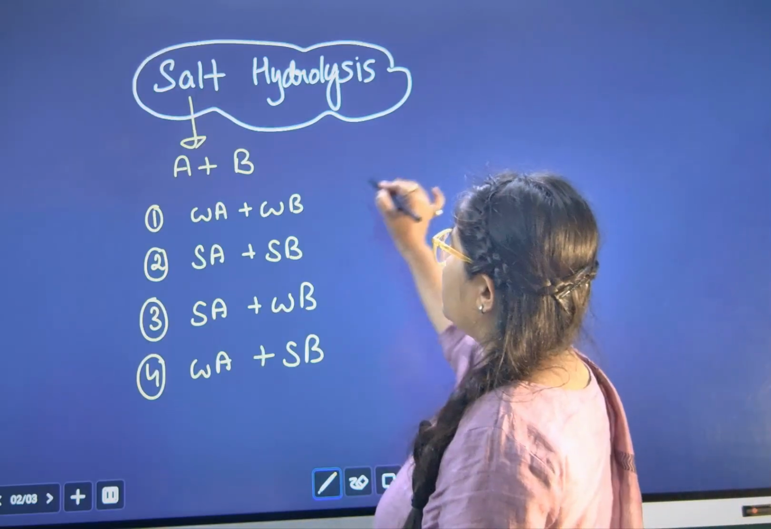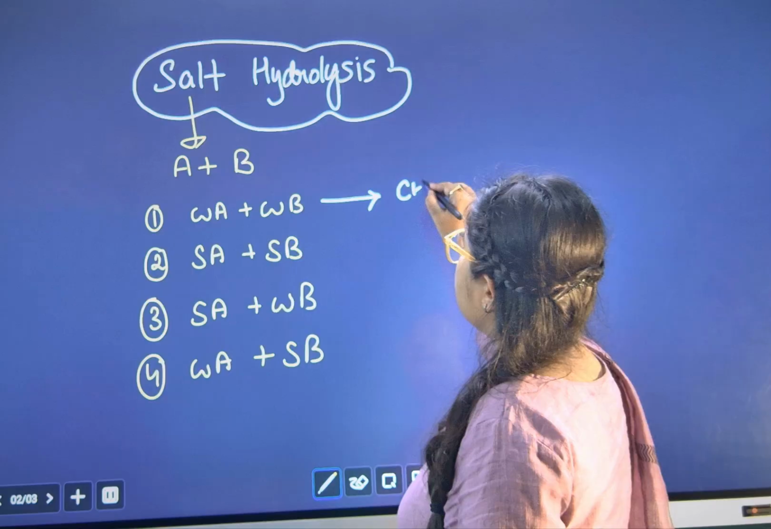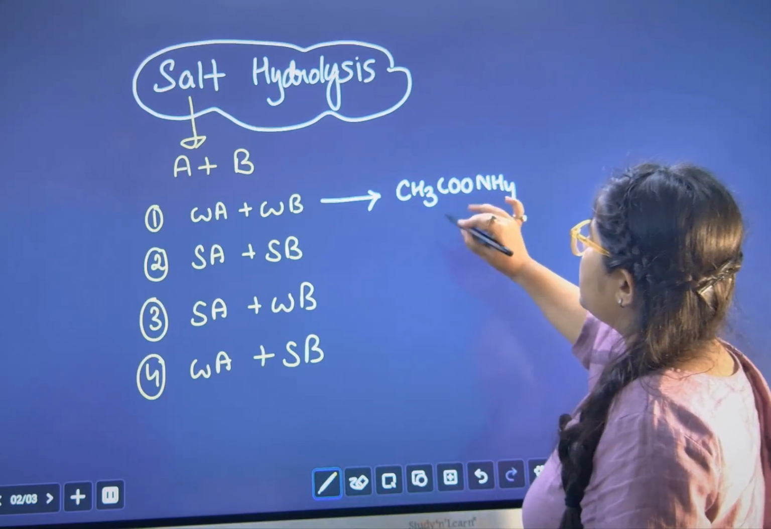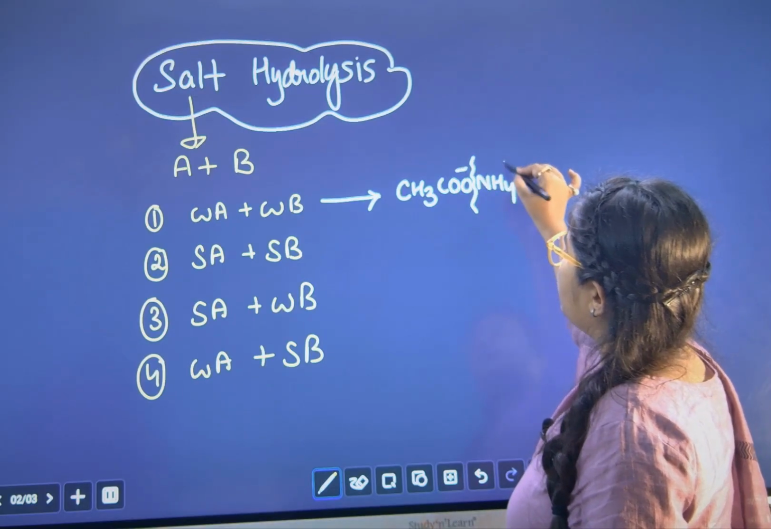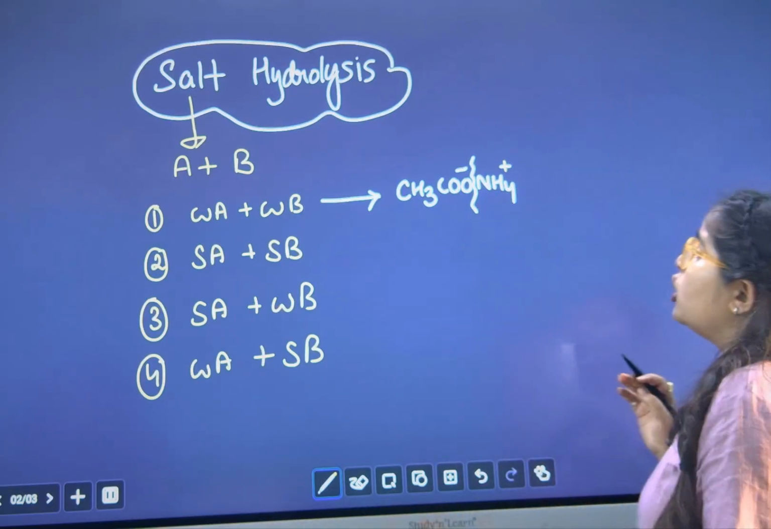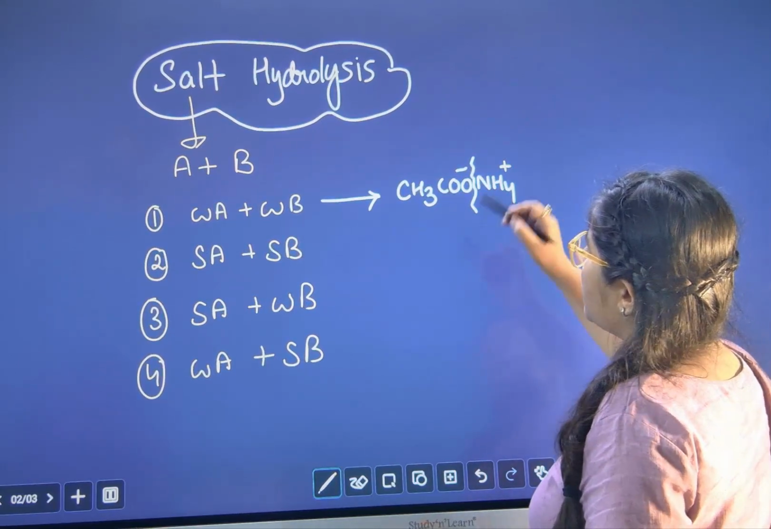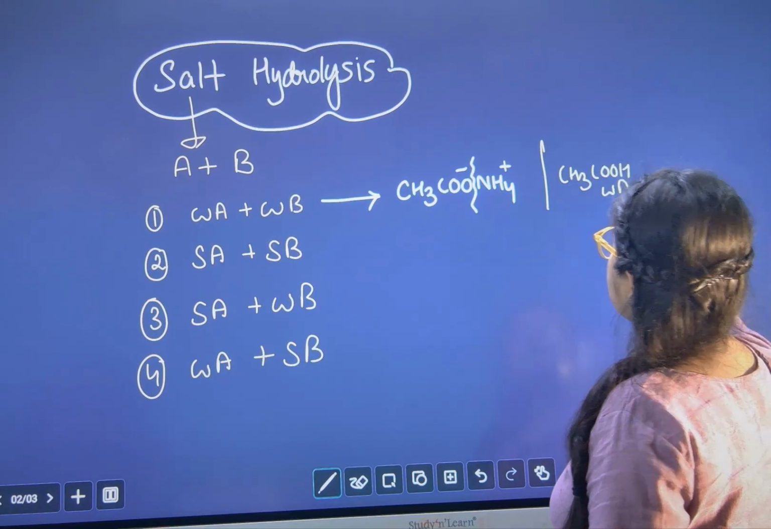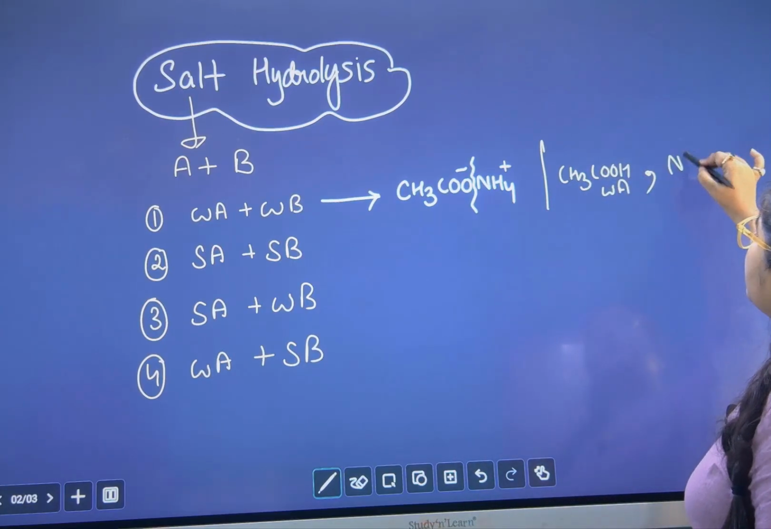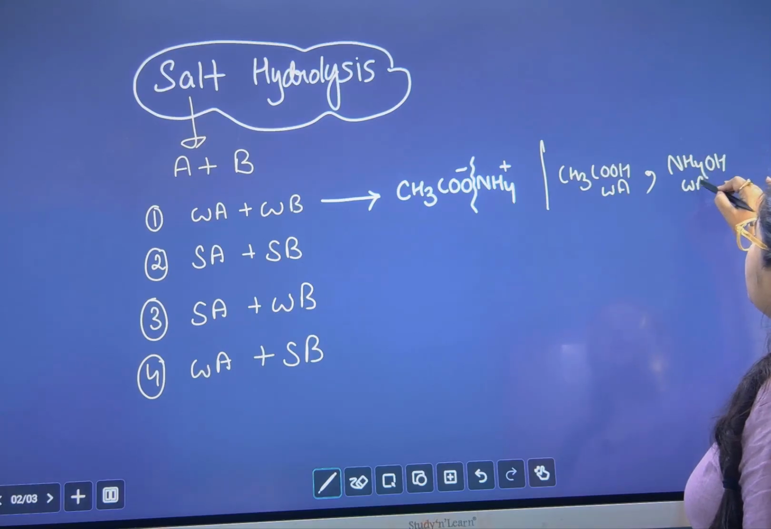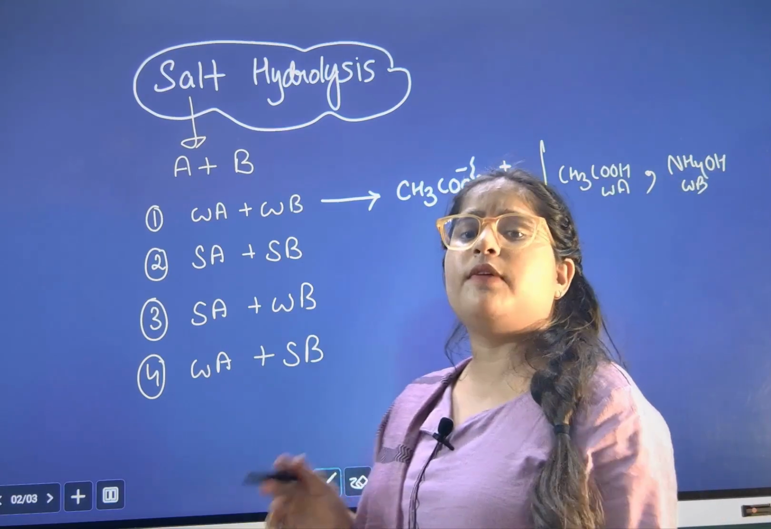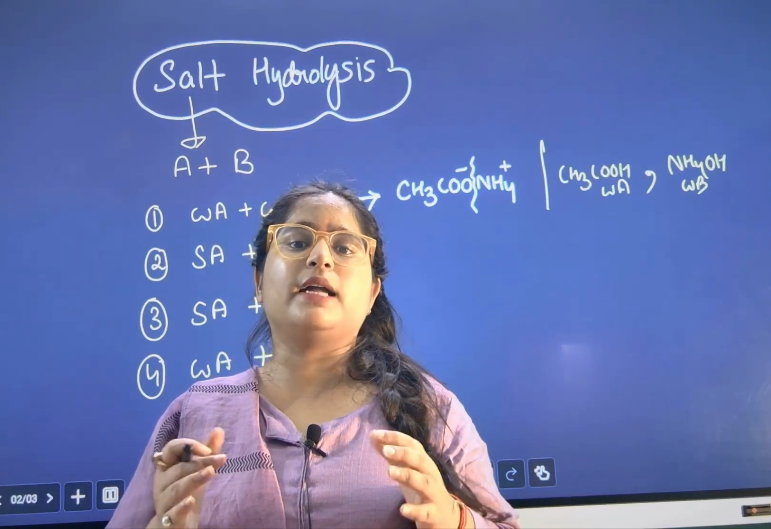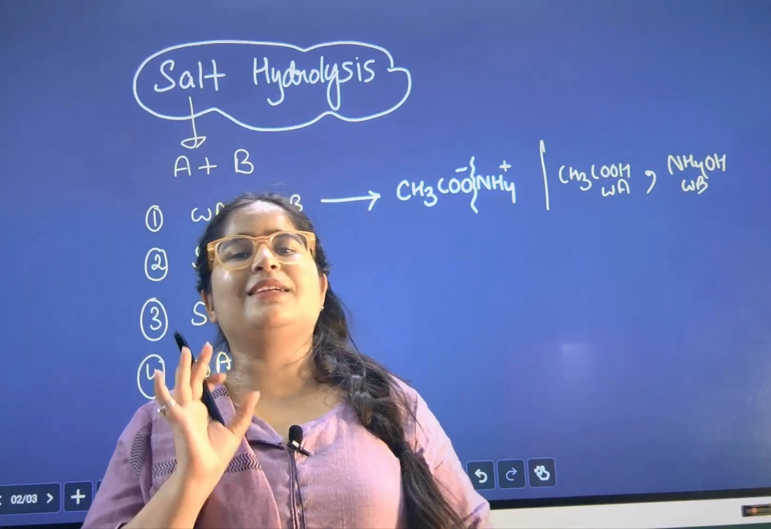If I am saying weak acid, weak base, what can be one example? I can take CH3COONH4. If you break it, there is CH3COO minus, the anionic part, and NH4, the cationic part. From where has CH3COO come? It has come from CH3COOH, which is a weak acid, and NH4 has come from NH4OH, which is also a weak base. So if a salt is given, break it and find out from which acid or base it has come. Accordingly, you can analyze the acid-base nature, that is, the salt nature.